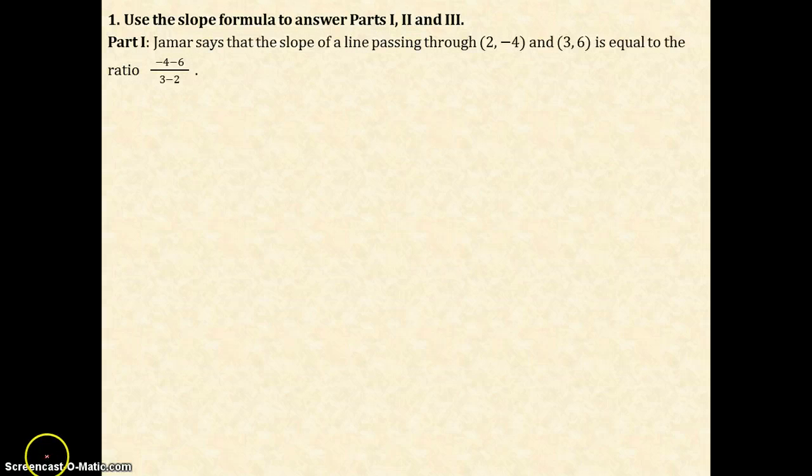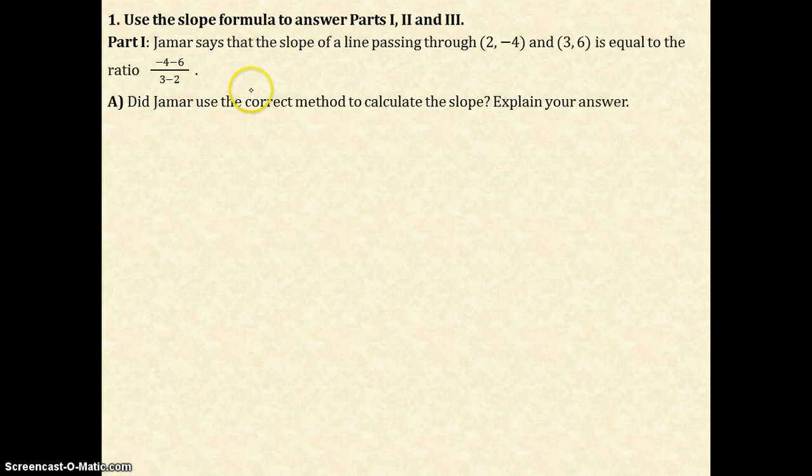Jamar says that the slope of the line passing through (2, -4) and (3, 6) is equal to the ratio (-4 minus 6) over (3 minus 2). First question: did Jamar use the correct method to calculate the slope? Well, the formula for slope is the difference of the y values over the difference of the x values.